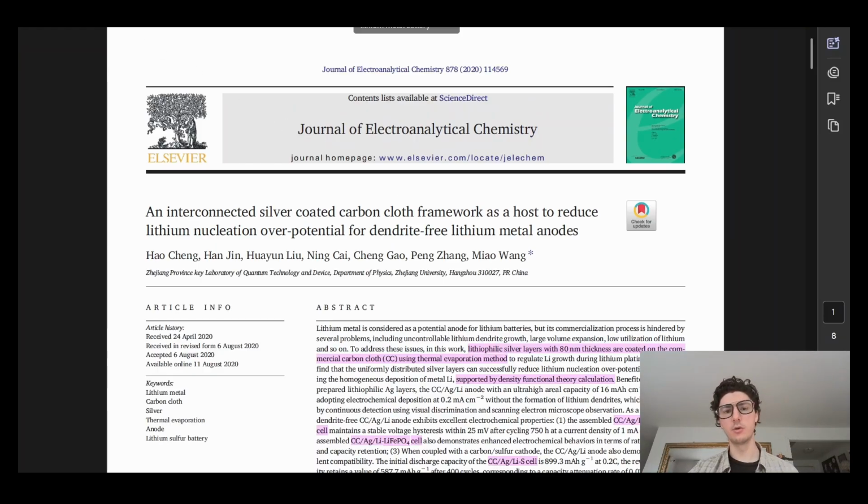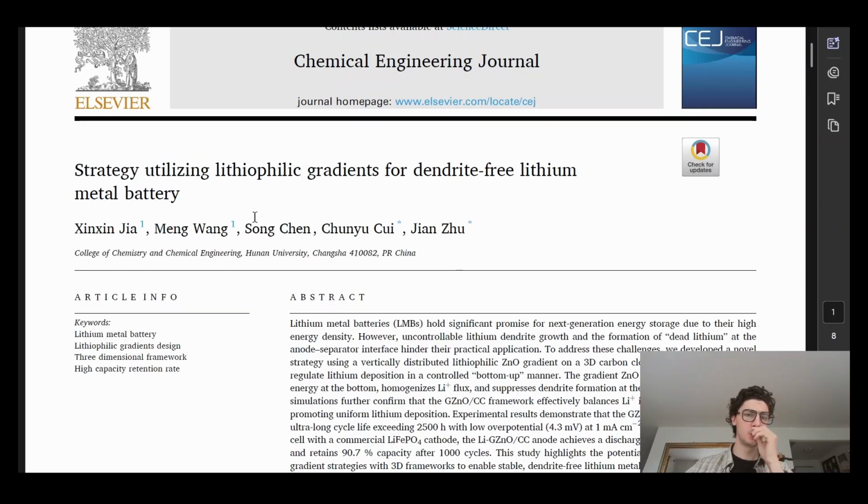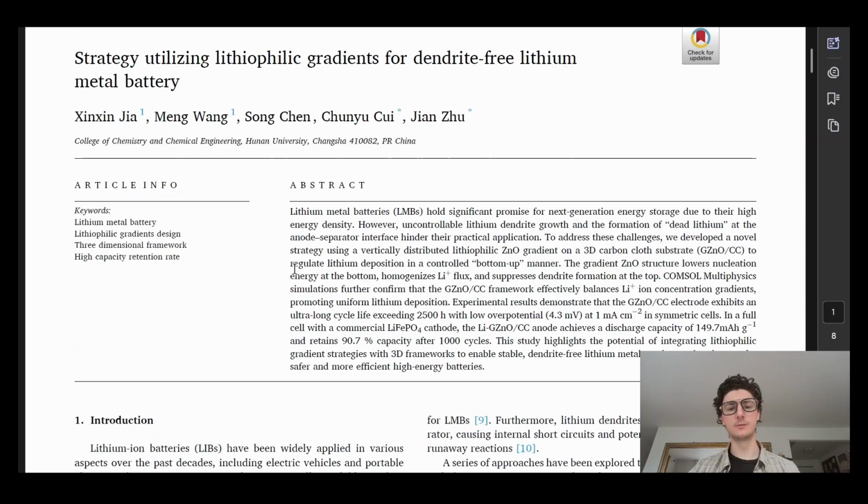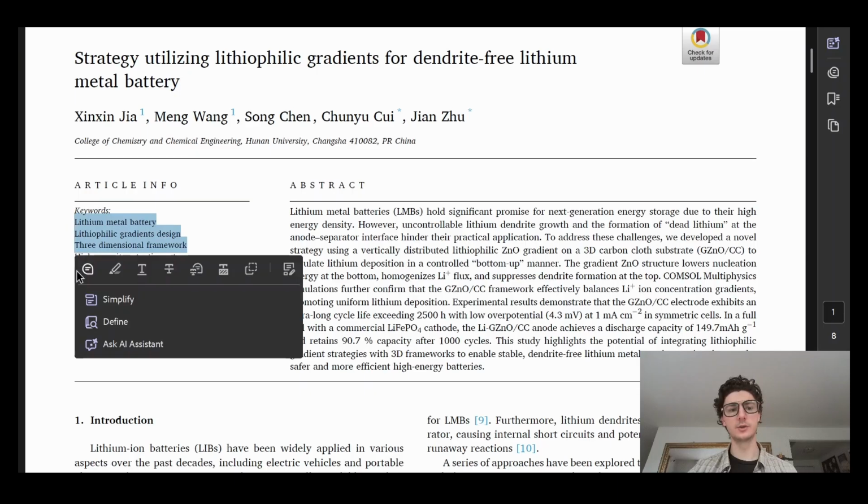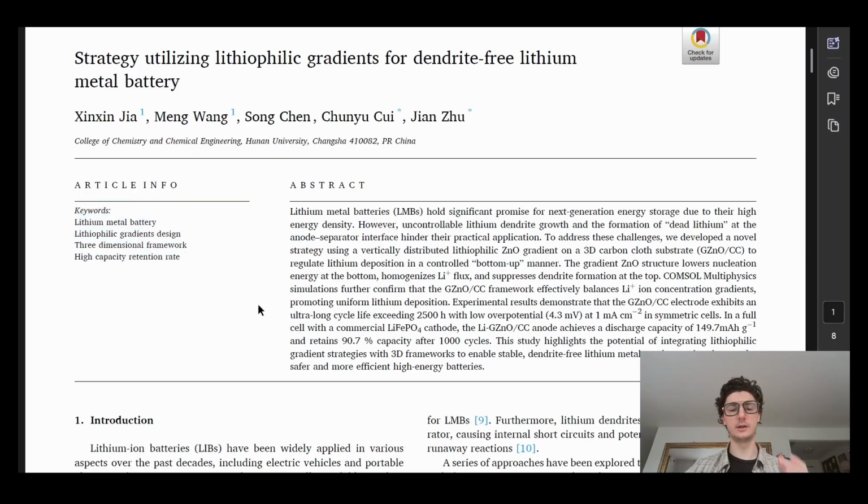Now we're moving on to Article 3. Article 3: Strategy utilizing lithophilic gradients for dendrite-free lithium metal batteries. I'm sure you could see a pattern with how I found my articles here. Let's read the abstract as always. If you want, you can also see the keywords. These are good things to narrow down the niche of your research.